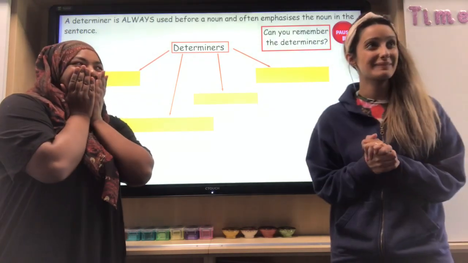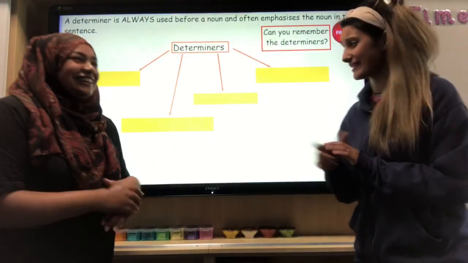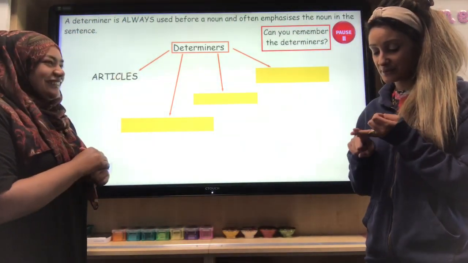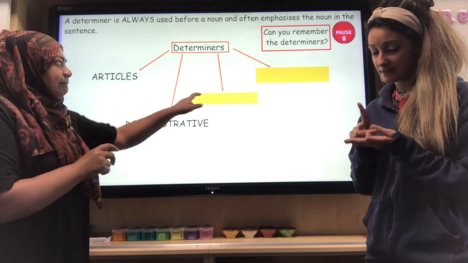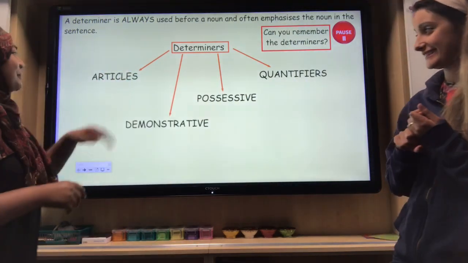Oh, I knew you were going to ask me that. Yes, I can remember them. Hold on. She's looking at the back wall again, boys and girls. I was just having a quick look. Right, okay. Articles, quantifiers, demonstratives, possessive. Brilliant.